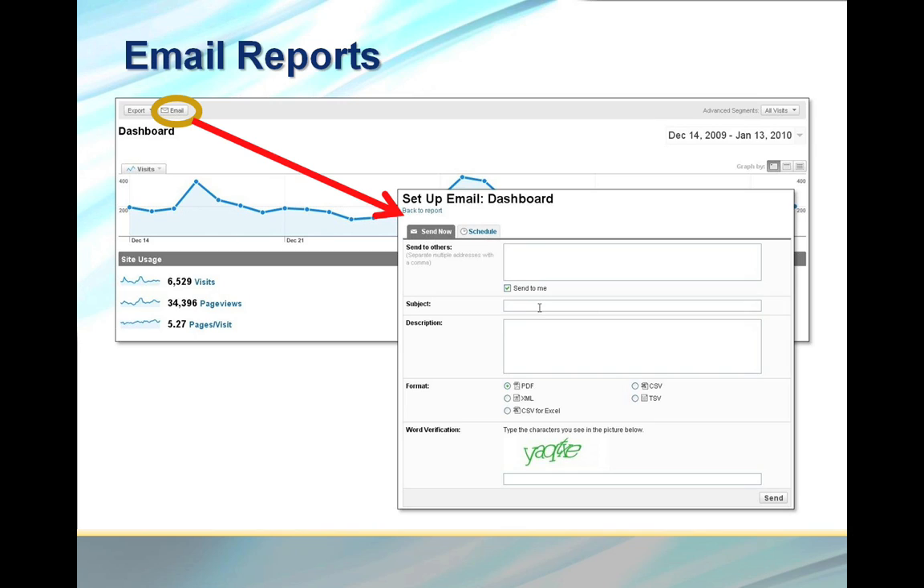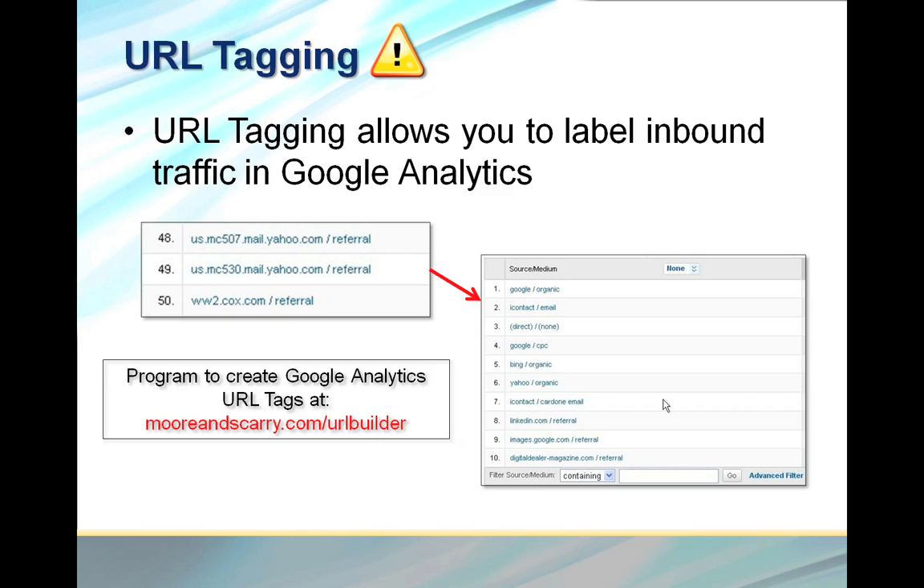Another intermediate area of Google Analytics, and again, this is important and really makes a lot of sense to be used right from the beginning, is what's called URL tagging. Let me give you an example here. If you send out an email to 1,000 people in your database, and this person has Yahoo Mail, and this person has Yahoo Mail, and this person has Cox Mail, that email may come up as a number of different traffic sources in your traffic sources.